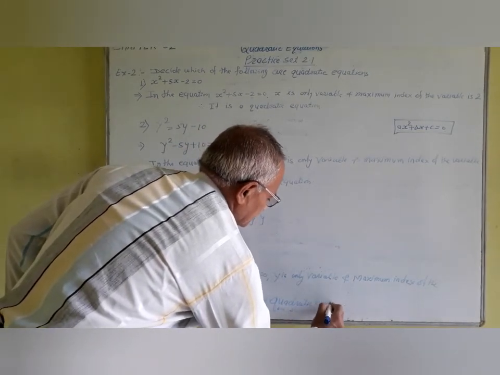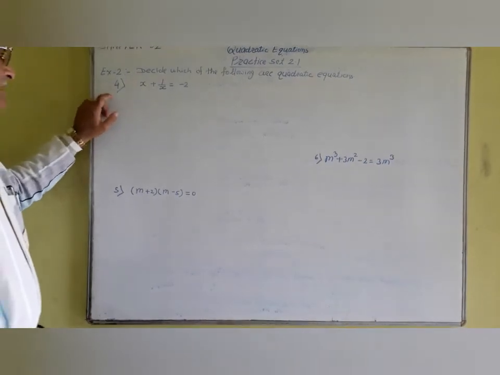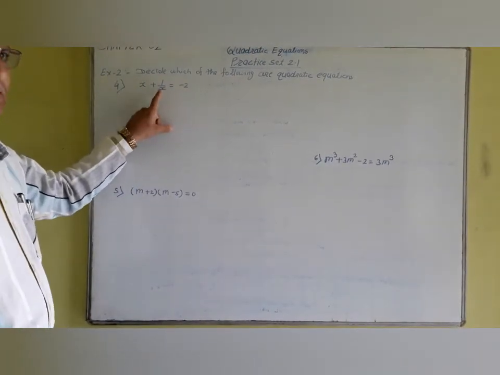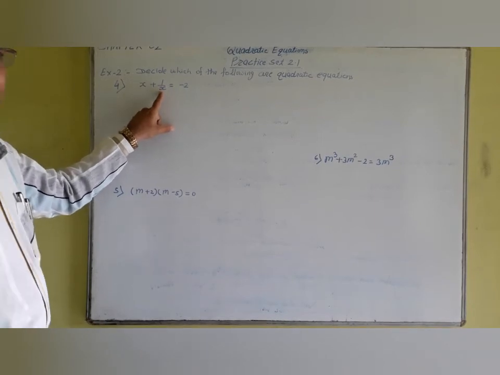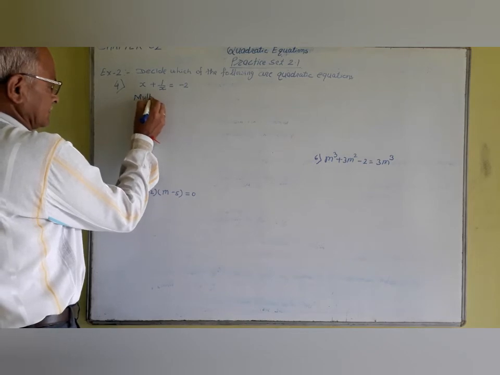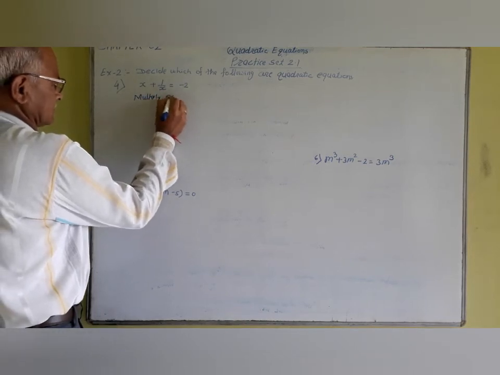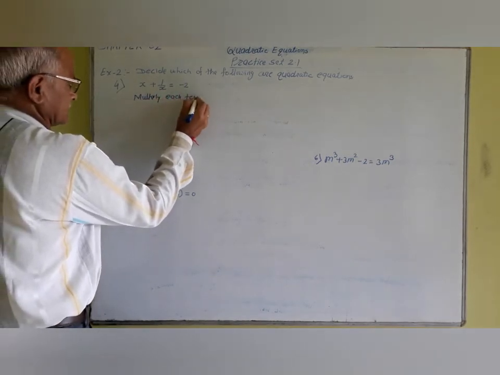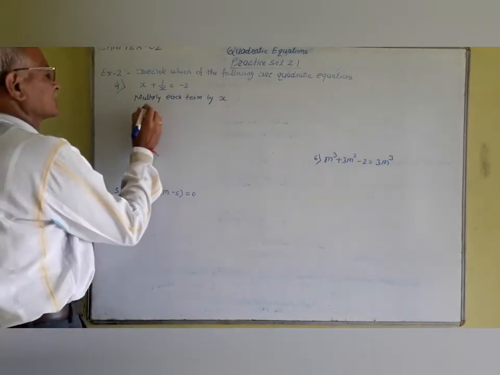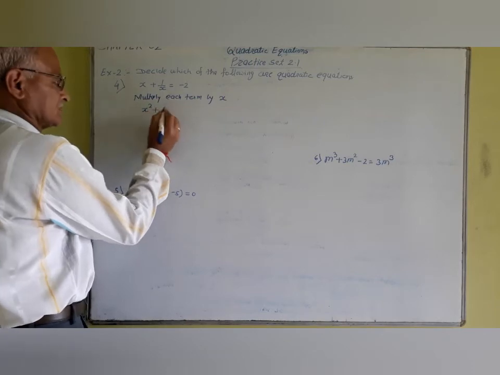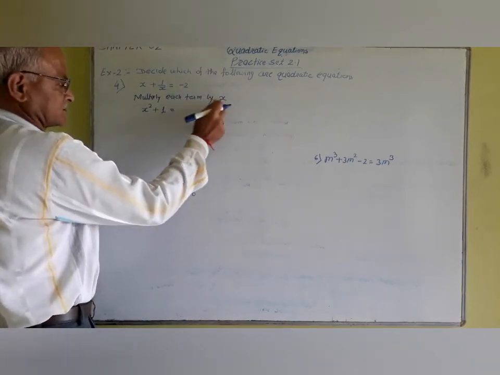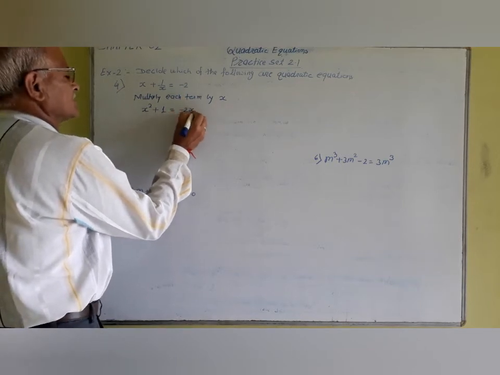Next example: x plus 1 upon x is equal to minus 2. Similarly, here also the denominator contains x. We have to remove it, and for that multiply each term by x. The x multiplied by x is x square, plus 1 upon x multiplied by x is 1, is equal to minus 2 multiplied by x, minus 2x.